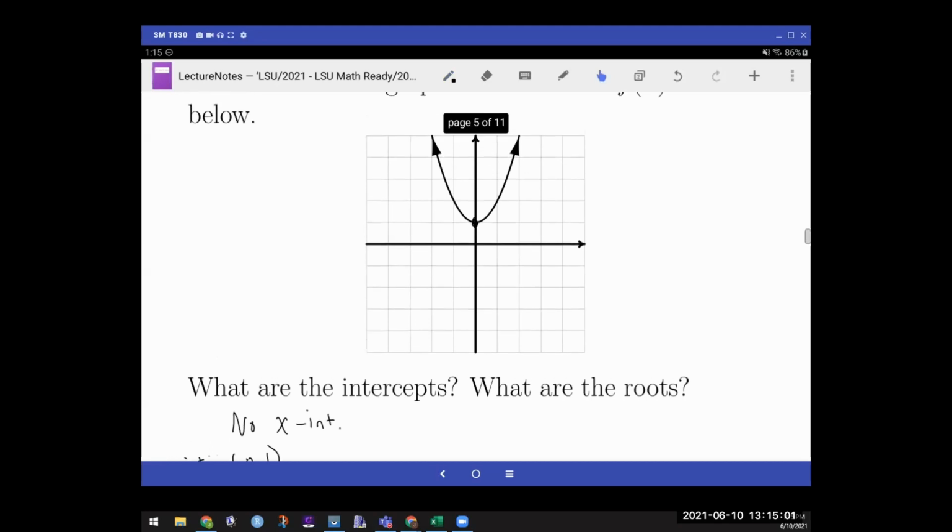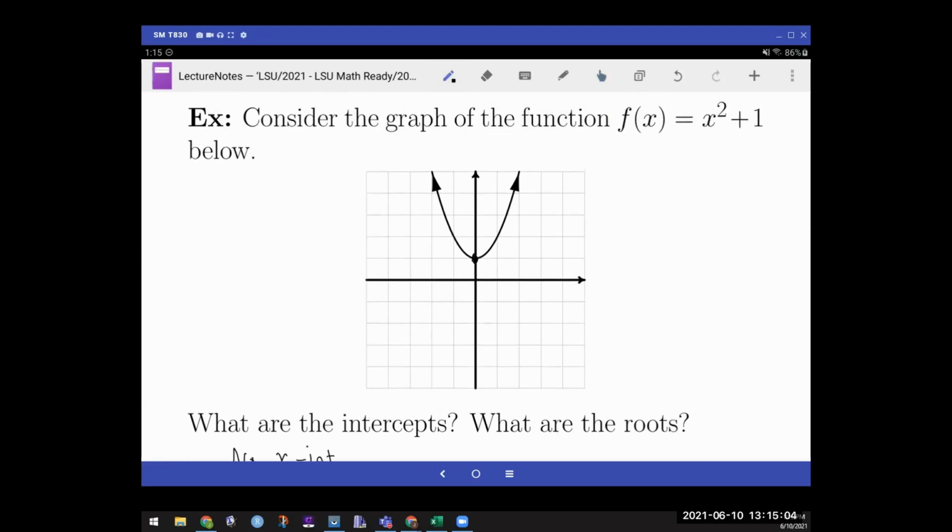But the question about roots or zeros is what would you have to plug into this function to get it to equal 0? To figure that out, I'm going to solve x squared plus 1 equals 0. We'll just do that real quick. If I subtract 1 from both sides, I cancel out that plus 1 on the left. 0 minus 1 is negative 1. Then I use the square root property, doing the square root of both sides, and that'll give me plus or minus the square root of negative 1.